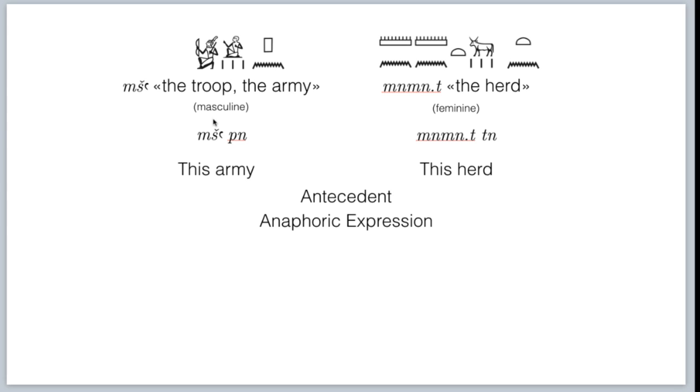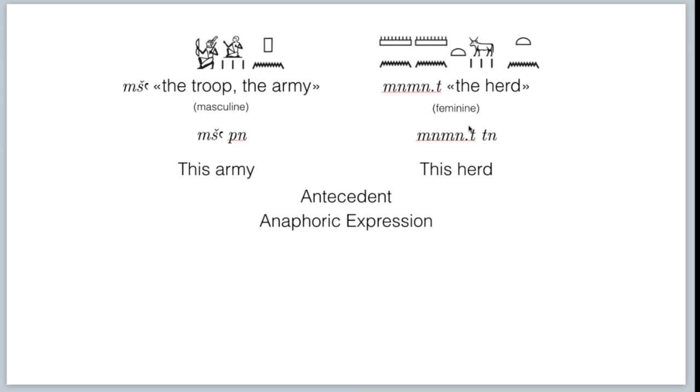We have masha, pen. The word pen is a demonstrative. Demonstratives are words that point out things. And in English, our demonstratives are this or that. This book, that book. This bicycle, that car. Those are demonstratives. So in ancient Egyptian, we have demonstratives as well. Masha, pen. This demonstrative pen is masculine singular. Masha, pen, this army.